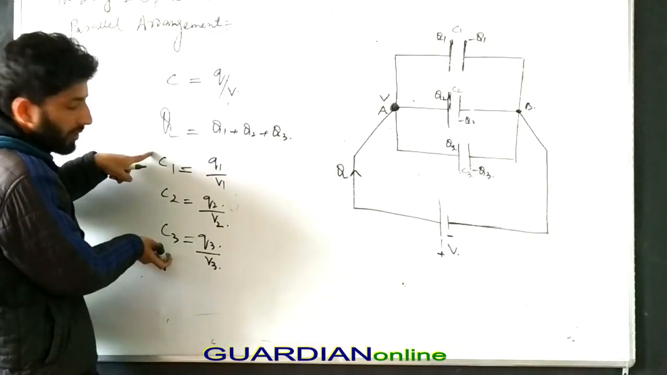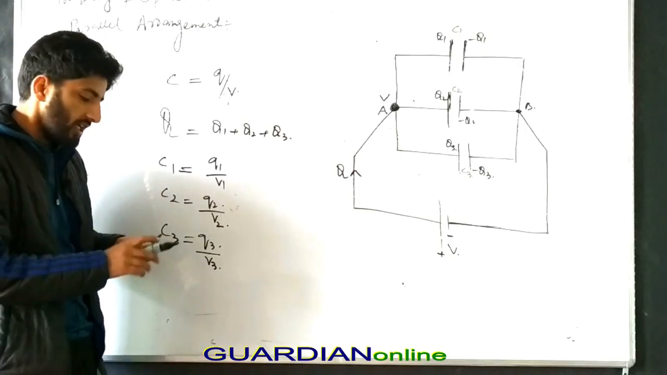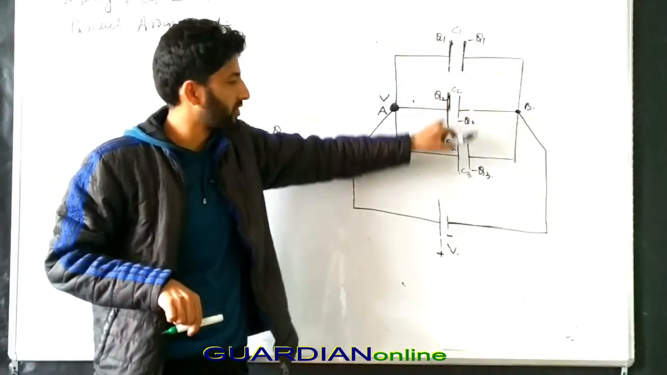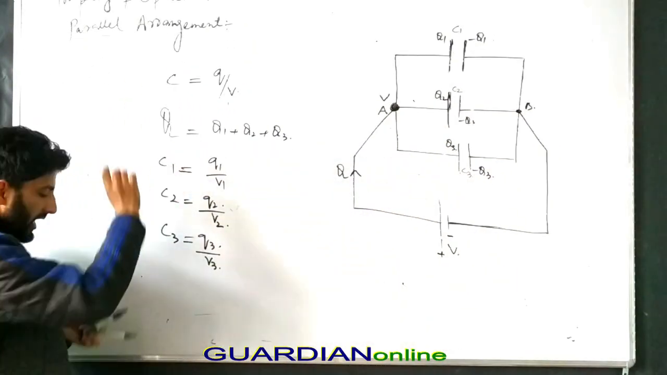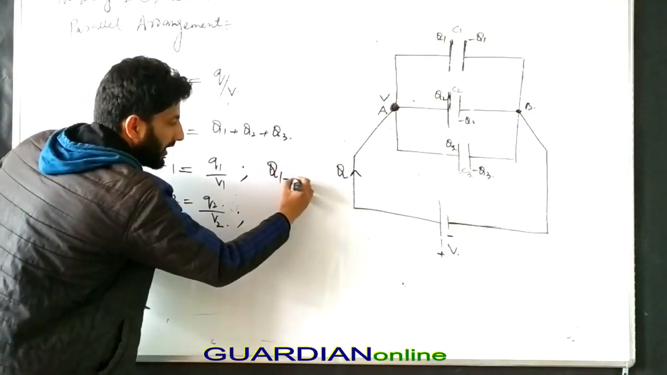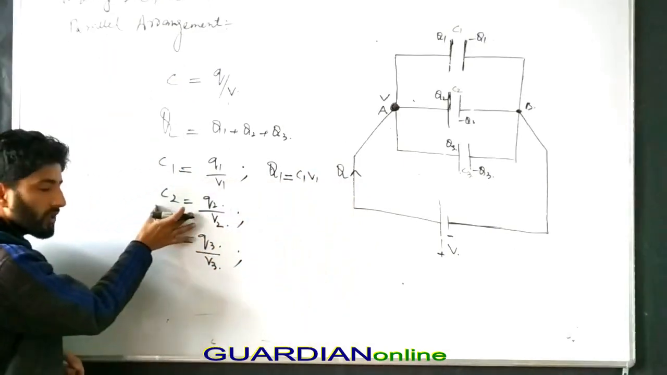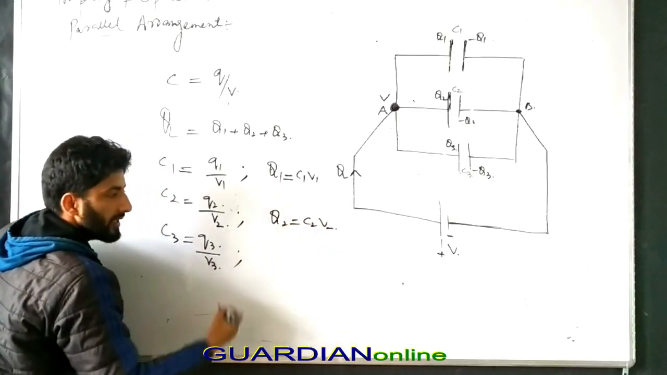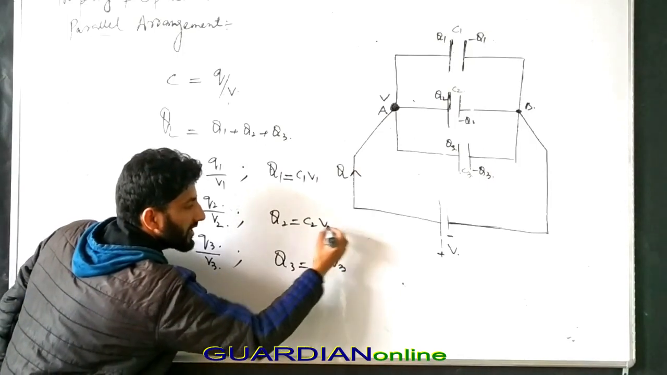If the capacitor is C1, then the charge is Q1; for C2 the charge is Q2; for C3 the charge is Q3. Calculating the charge on each capacitor: Q1 equals C1 into V1, Q2 equals C2 into V2, and Q3 equals C3 into V3.